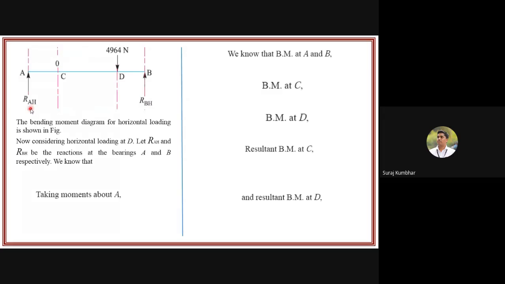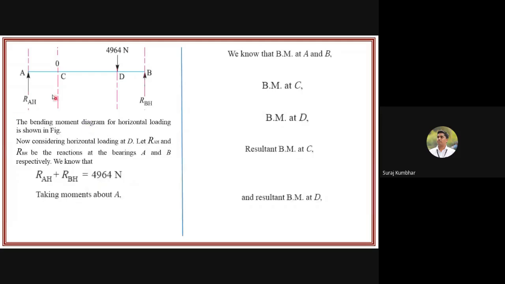Now here is the reaction at A in horizontal direction and reaction at B in horizontal direction. So here is the bending moment diagram for horizontal loading. Now considering the horizontal load at D, RAH and RBH are the reactions at the bearings A and B respectively. So we know that RAH plus RBH is equal to 4964 Newton, because RAH and RBH are going in the vertical direction and the 4964 load acting on the D pulley is going in the downward direction. So positive, negative, that's why RAH plus RBH is equal to 4964 Newton.